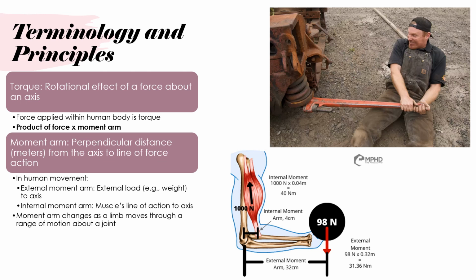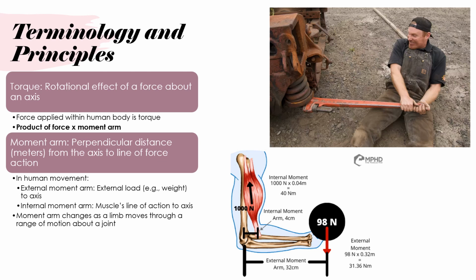The internal moment arm can be observed in the human body when muscles generate forces to produce joint movements. For instance, during knee extension, or straightening of the leg, the quadriceps muscles apply a force on the lower leg bone, the tibia, through the patellar tendon.